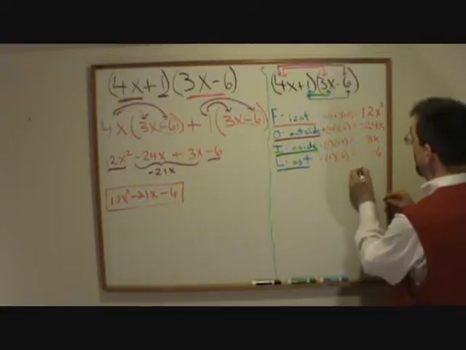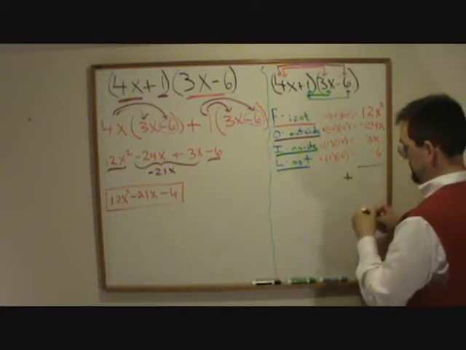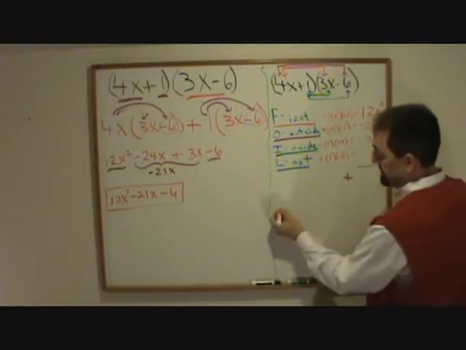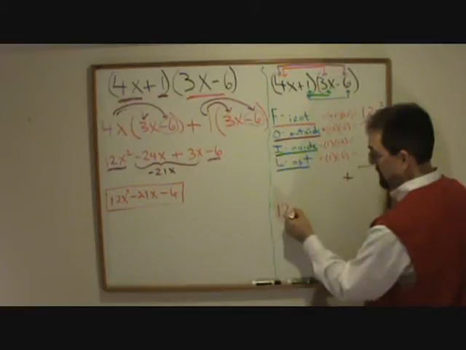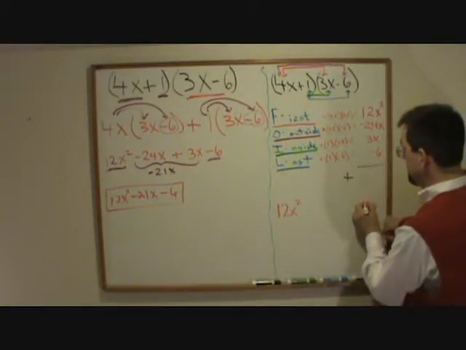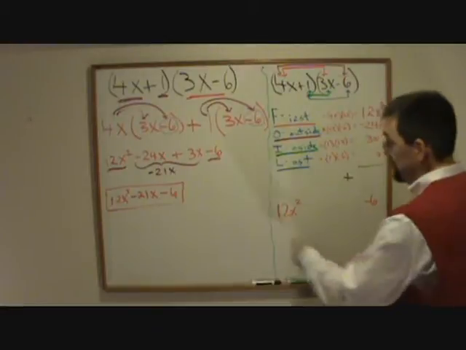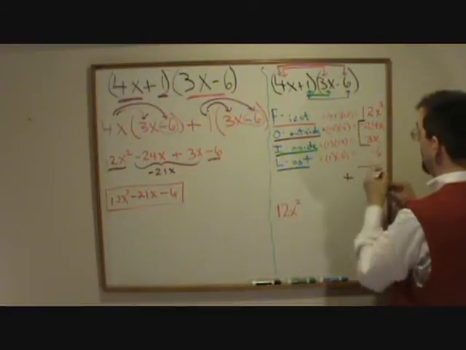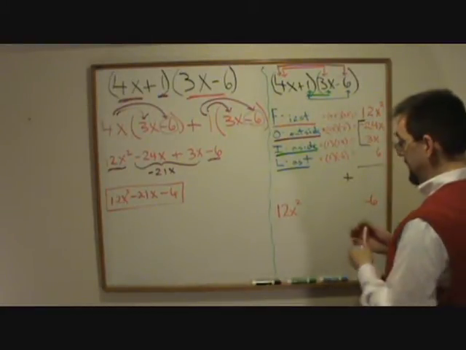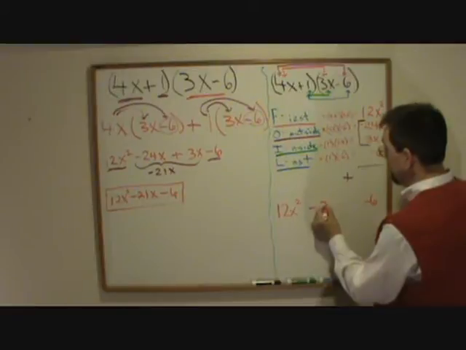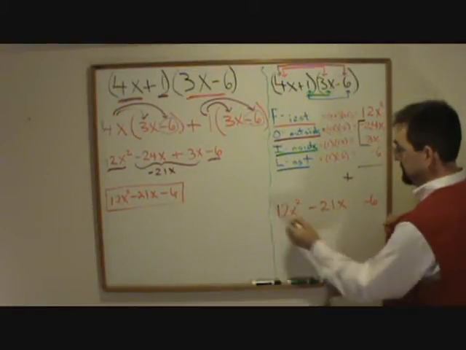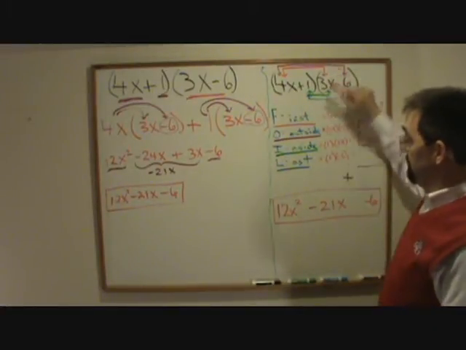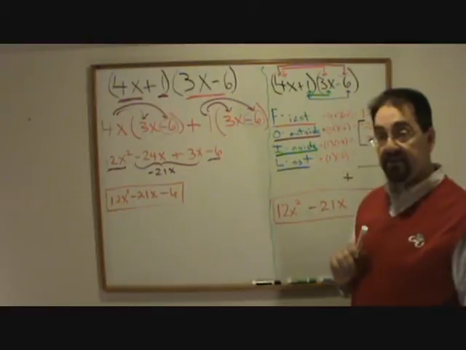Now, we can take all these and add them together. Well, when we do that, we'll see that the 12x squared stands by itself, and the minus 6 stands by itself. But just like over here where we had like terms, we have like terms here. Minus 24x and 3x, like terms, we get minus 21x. So our final simplified answer is the same using FOIL as it is using this method.